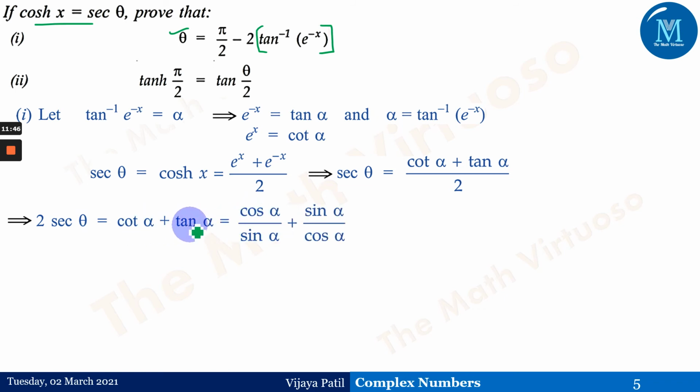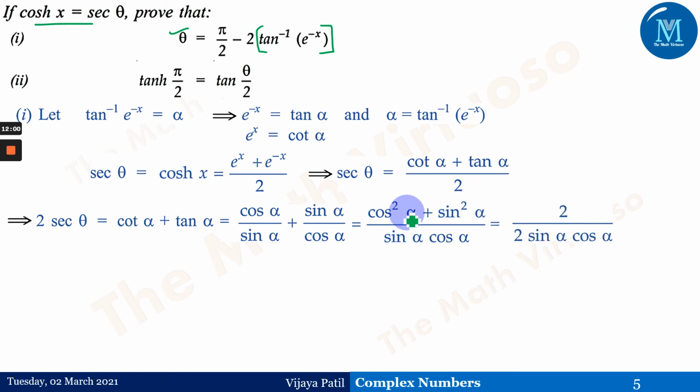Then this cot alpha and tan alpha we will convert in terms of sine and cos. So we are going to get this type of identity. After getting this identity, just by cross multiplication, we will get cos square alpha plus sine square alpha in the numerator, and the denominator is the product of them. The numerator will give us 1, that is cos square alpha plus sine square alpha is 1. And the denominator is sine alpha into cos alpha, because we need to change this to 2 times sine alpha cos alpha using the formula. That is the reason we multiply and divide by 2 in the numerator and denominator.